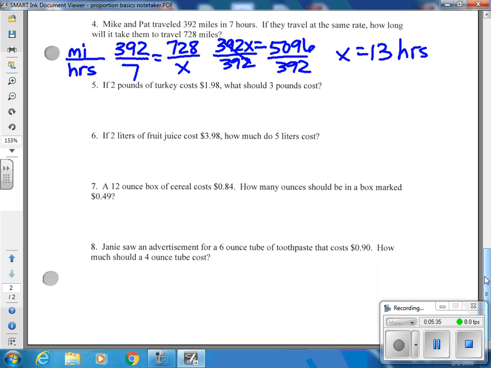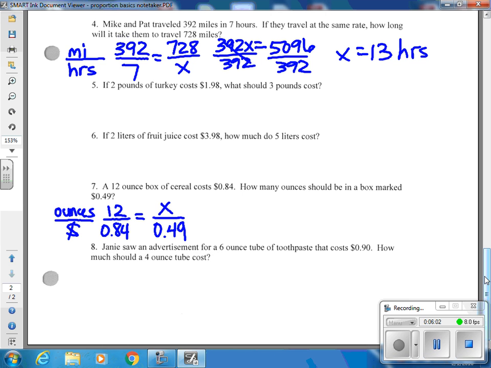Okay, and then if you jump down to number 7, we want to take a look at a 12-ounce box of cereal costs 84 cents. How many ounces should be in a box for 49 cents? So the two units of measurement are ounces and dollars. Right, so when you go to set up your proportion, it's going to be 12 ounces over 84 cents, 0.84. And then we don't know how many ounces over 0.49. So all the money has to stay on the bottom.